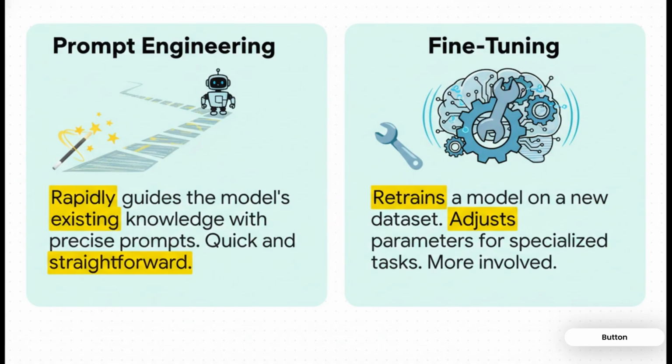Now, beyond grounding, there are 2 other key ways to customize. On one side, you've got prompt engineering. This is the quick and easy approach, where you just write really precise instructions to guide the model. On the other side, you have fine-tuning. This is more like a major renovation, where you actually retrain the model on a whole new set of data to teach it a brand new skill or style.